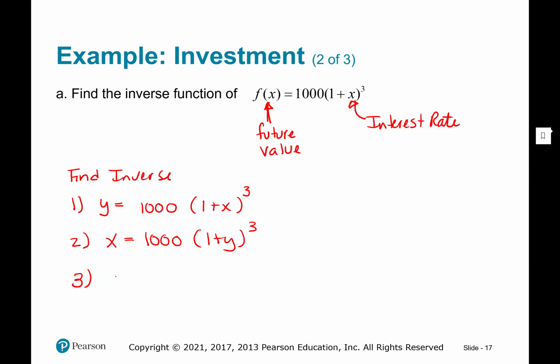Do you have a root property that lets you take the same root of both sides of an equation? If it's an odd root, you don't have to put any plus or minus in front of it. If it's even, you do, but if it's odd, you don't. So can I take the cube root of both sides? Can I divide by 1,000 and then take the cube root of both sides?